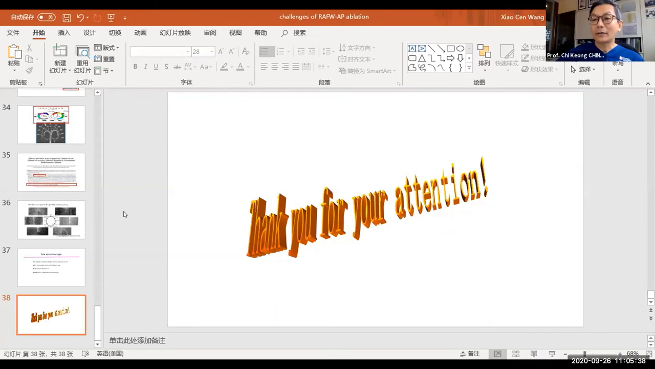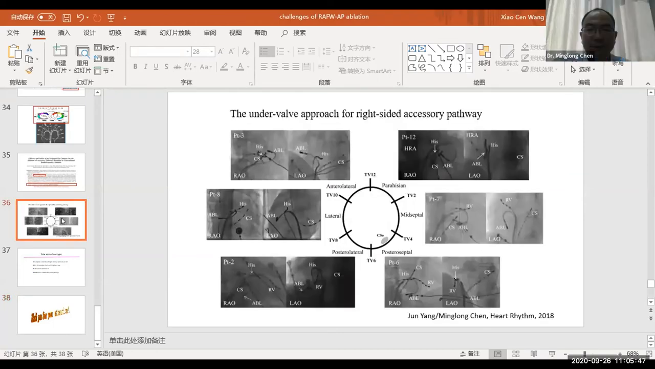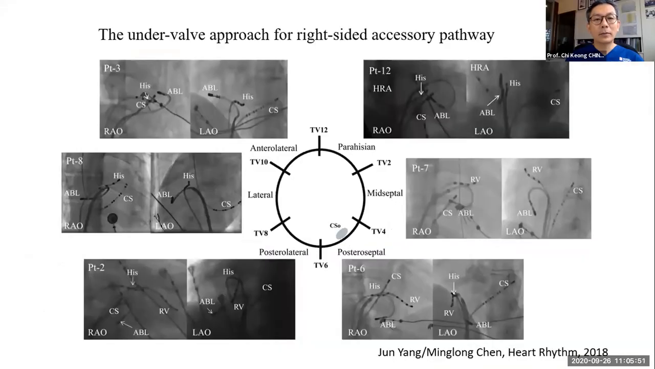I noted that in the last few slides you adopted an under-valve approach. Can you share with us a little bit more about the safety, any complications, and I assume you will use open irrigated catheters, and what are the power settings and duration of ablation that you would deploy?